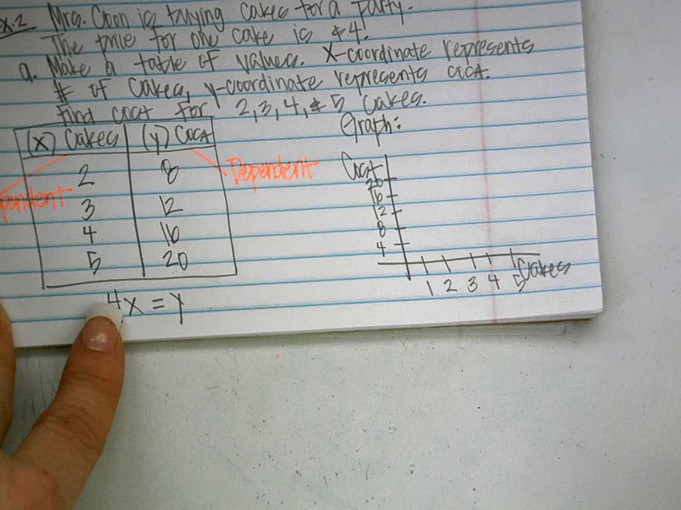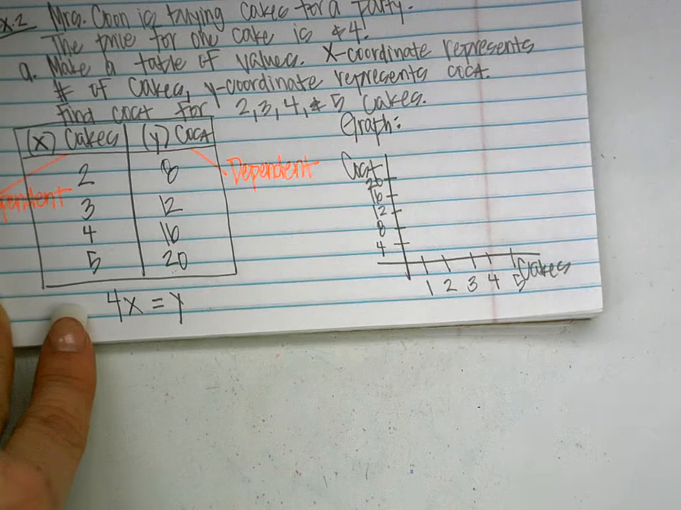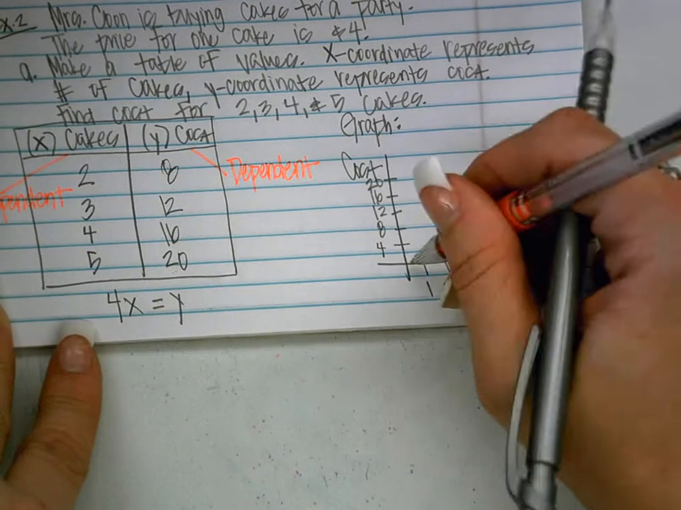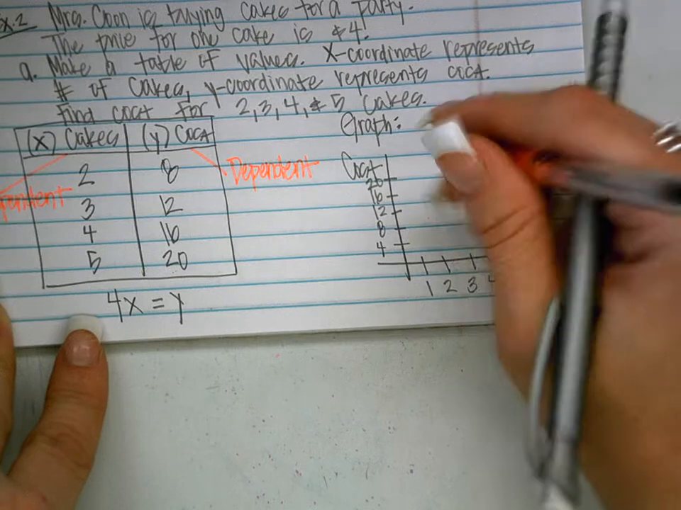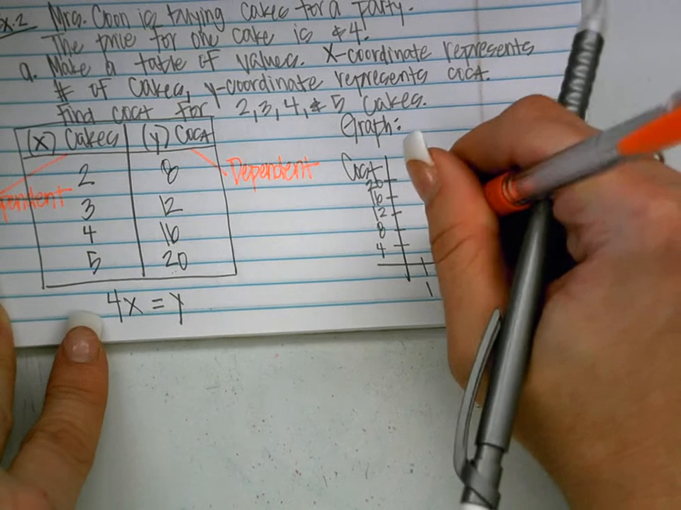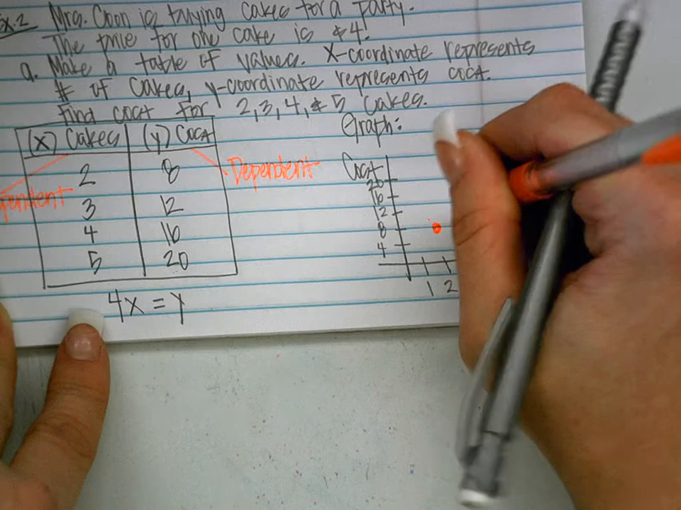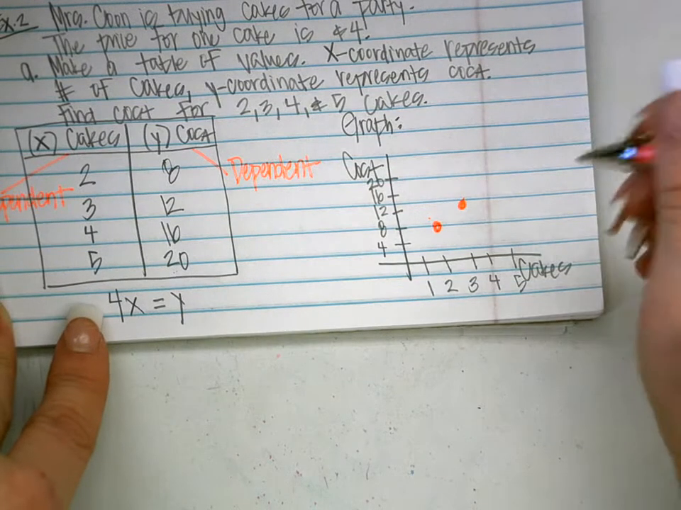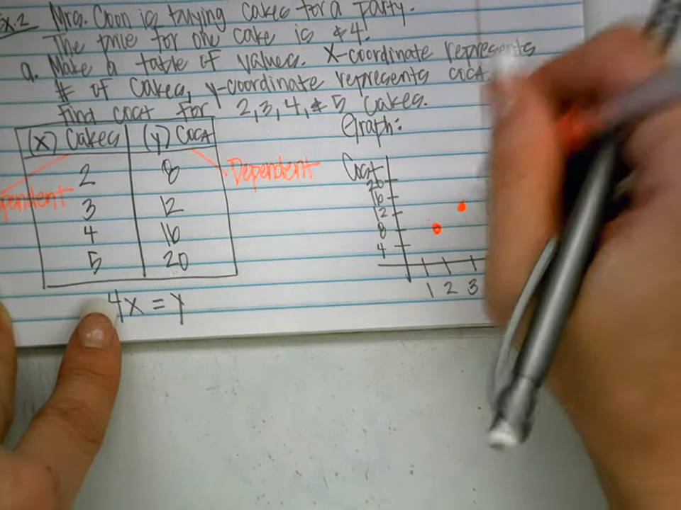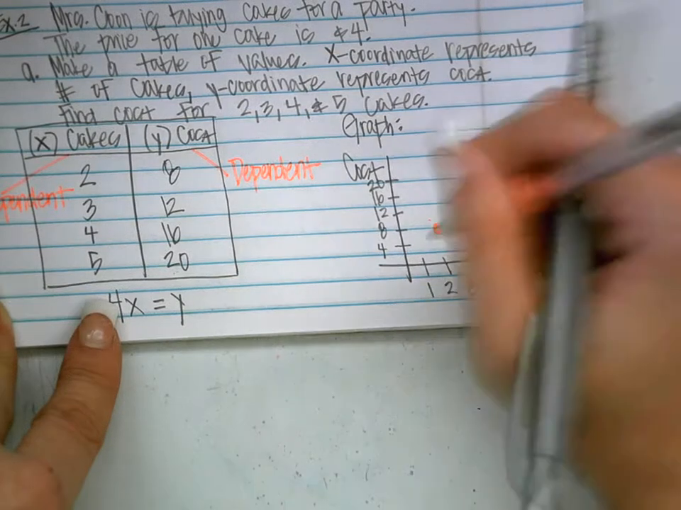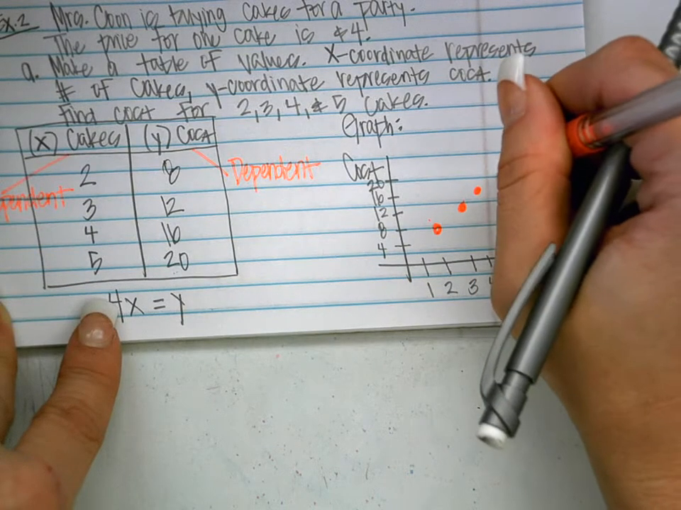Then we want to actually graph these. So we know that over 2 would be up 8. So if 2 cakes cost $8, 3 cakes cost $12. Make sure we're writing this down. Dustin, write it down. Over 4 up 16. And over 5 up 20.